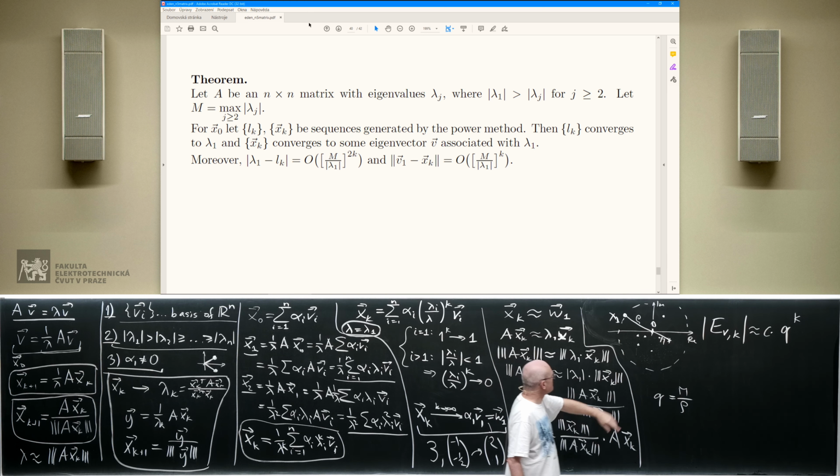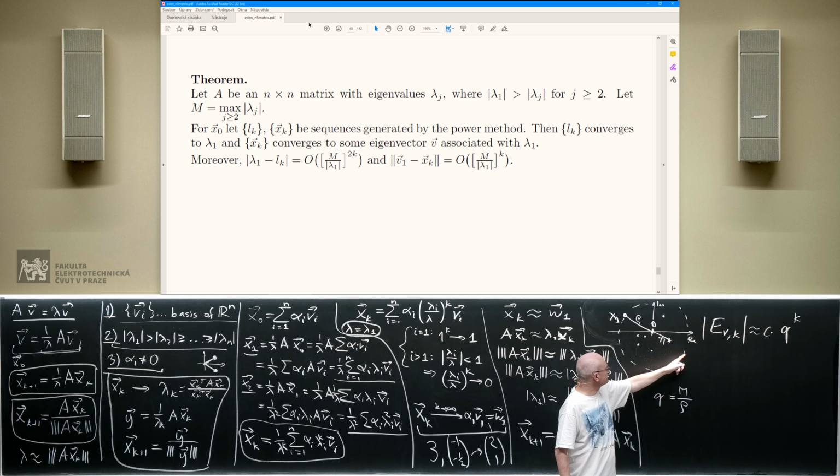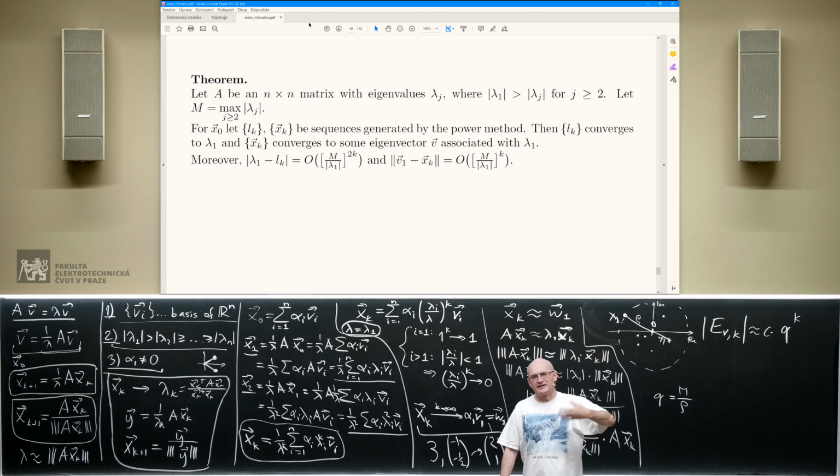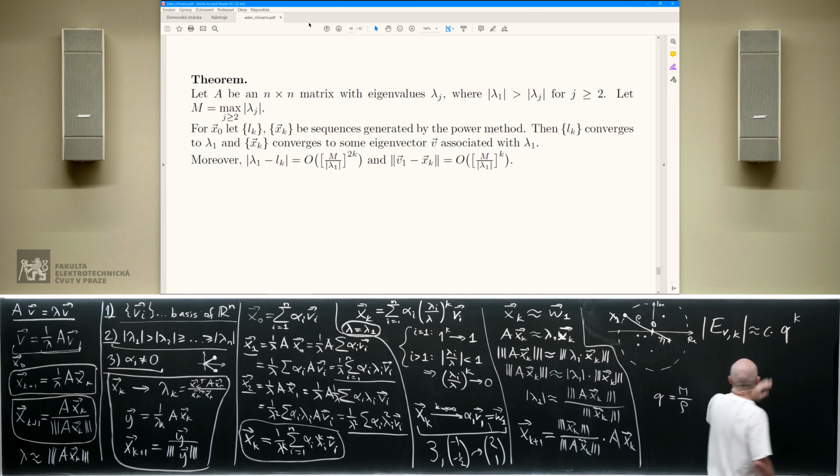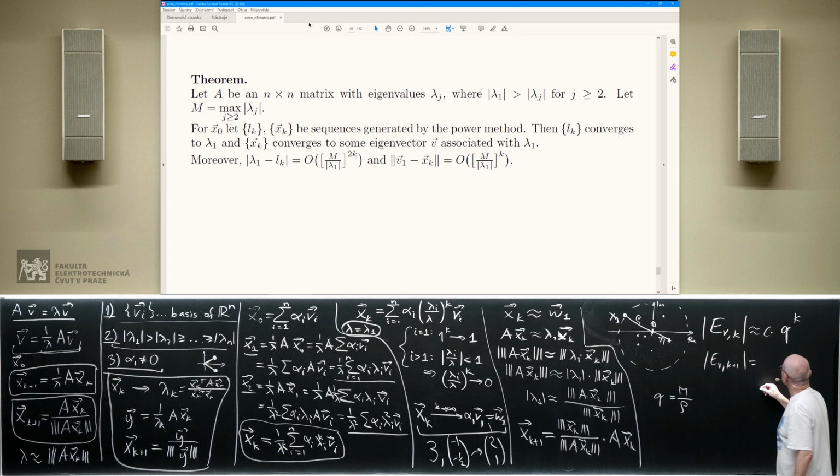And of course, if there is a competitor which is exactly of the same magnitude, then it breaks down totally and you get a cycle. Okay. What does this mean about the error of the k plus first iteration? So it's c times q to k plus 1, and I can factor out 1 q. Now it's just q to k. And this is q times the error of the kth generation.